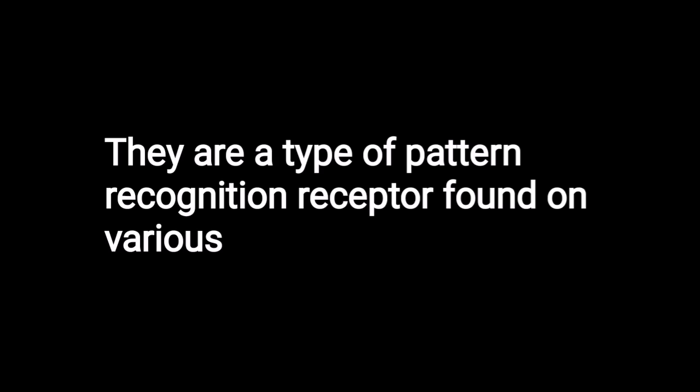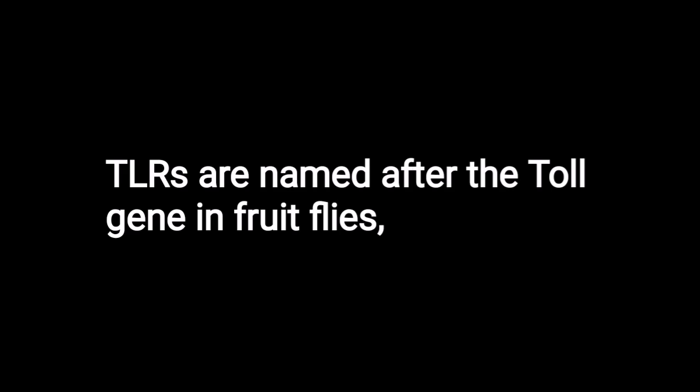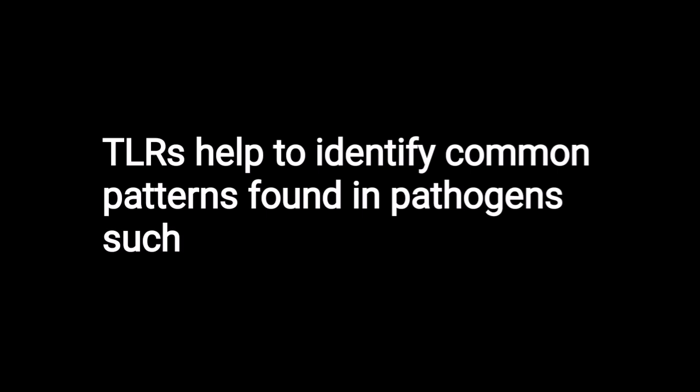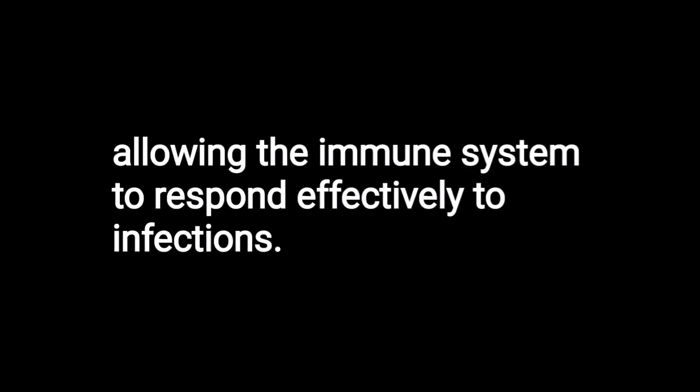They are a type of pattern recognition receptor, PRR, found on various immune cells, including macrophages, dendritic cells, and B cells. TLRs are named after the toll gene in fruit flies, which was discovered to be important for immune responses. In humans, TLRs help to identify common patterns found in pathogens such as bacteria, viruses, fungi, and parasites, allowing the immune system to respond effectively to infections.